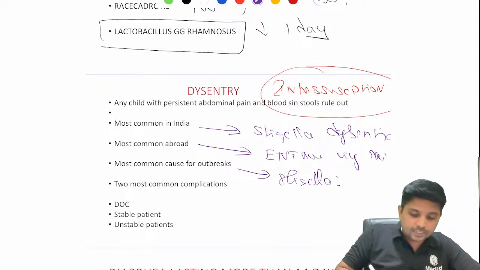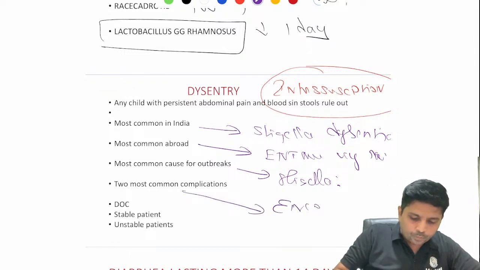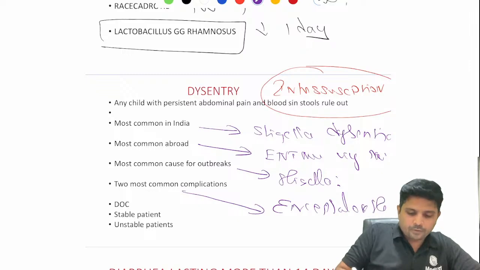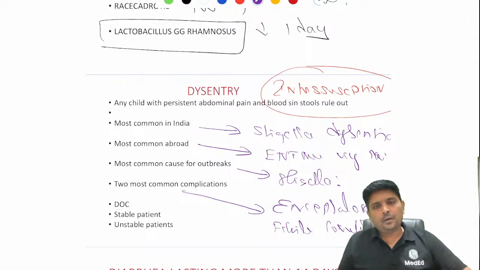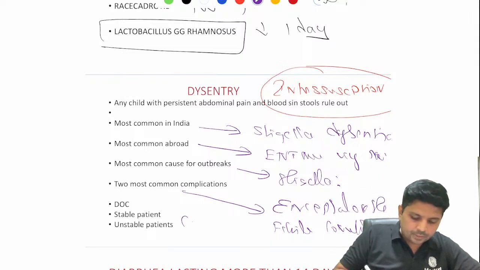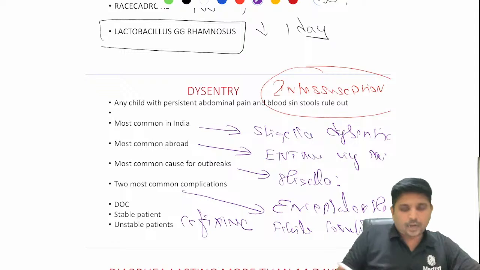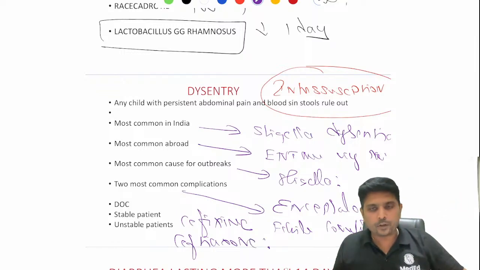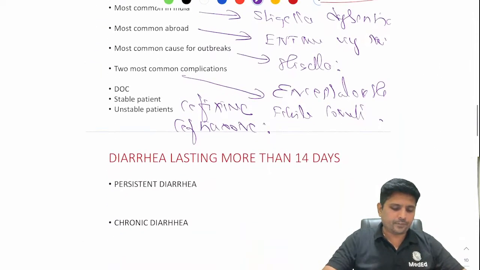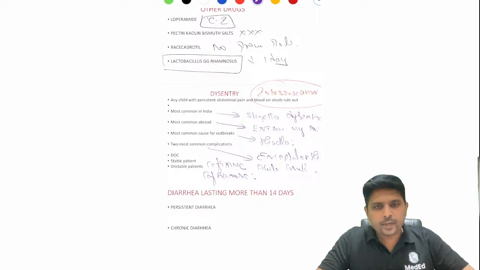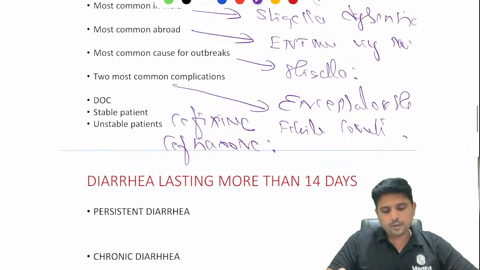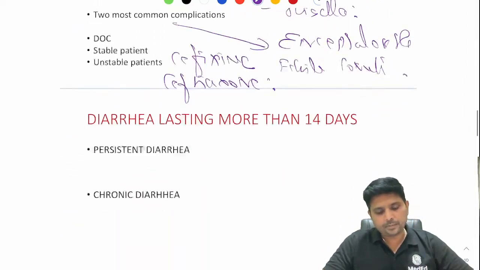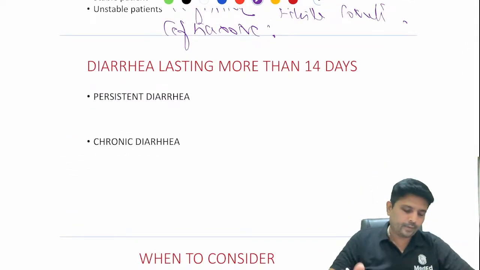The most common complication associated with Shigella is encephalopathy. Febrile convulsions you can have. What is the drug of choice? Drug of choice is cefixime. Unstable patient who cannot take tablet orally is ceftriaxone. Right, so this is about drugs that we use in diarrhea.